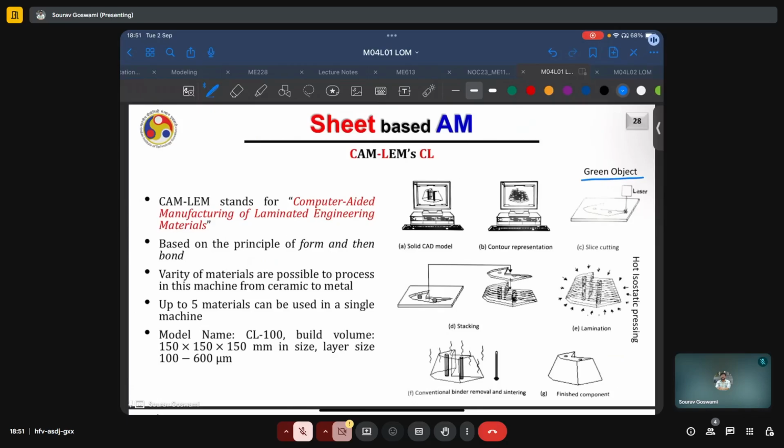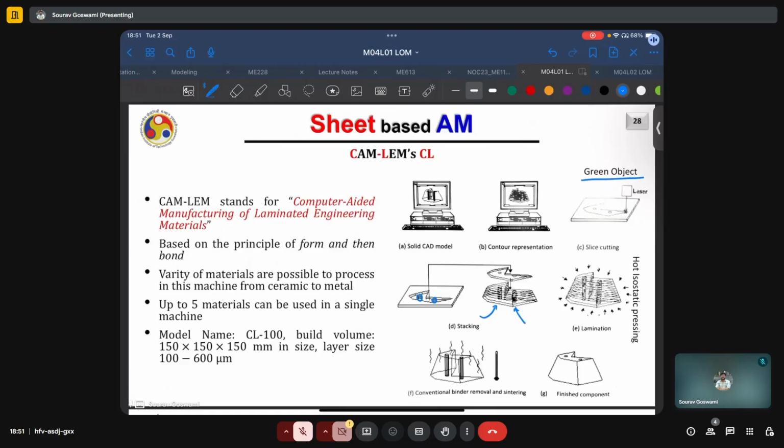Each layer of this green object is cut using a precise laser, and then based on some reference points, such as these holes here and the corresponding poles which match up with these holes, we stack them up. Once stacked, these go into a hot isostatic pressing type of process where they get laminated. During the sintering process, the binder, which was bonding all of these layers together, gets burnt off, and the parts are joined together by sintering, and we end up with a finished component.